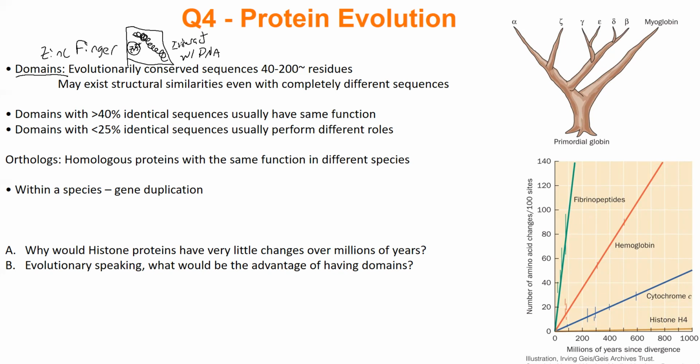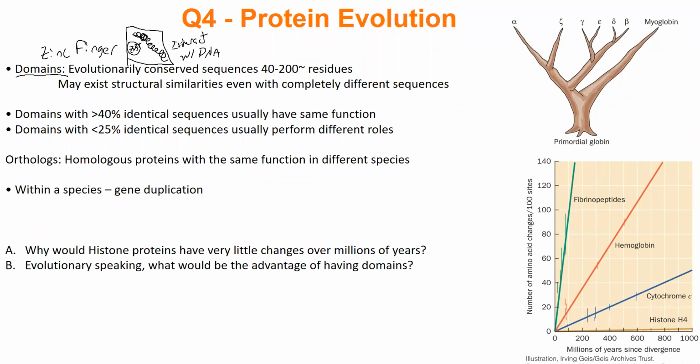And when we're looking at different proteins, if we look at a certain domain, if the sequence similarity is greater than 40%, so if they have more than 40% of the same amino acids, those domains probably do the same thing. However, if the domain doesn't have that grade of sequence similarity, they probably do different things.